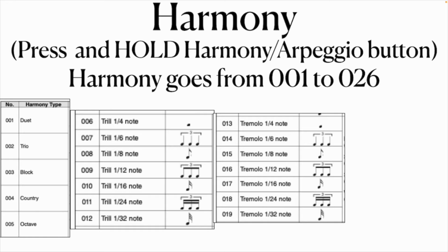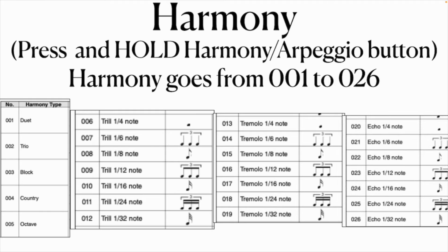Tremolo is that wavering sound. It's the wah, wah, wah, wah. And what this does is it lets me control how fast that wavering is. Does it go wah, wah, wah, or does it go wah, wah, wah, wah, wah, wah? And the higher the number, the faster the wah, wah, wah. Technical term, wah, wah, wah.